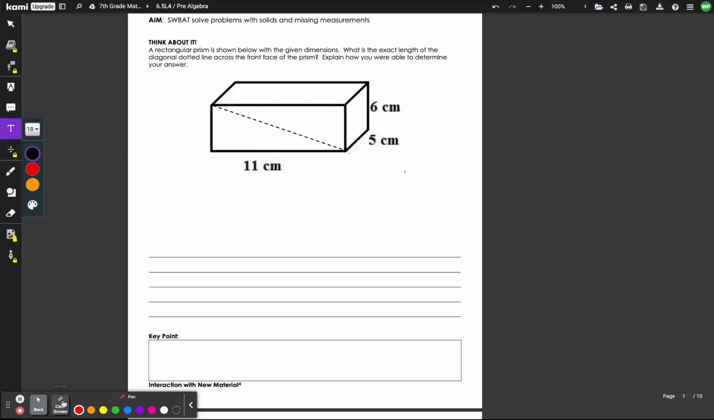Hey there kiddos, in this video we're going to go through 6.5 lesson 4, which is all about solving problems with solids and missing measurements, still using the Pythagorean theorem.